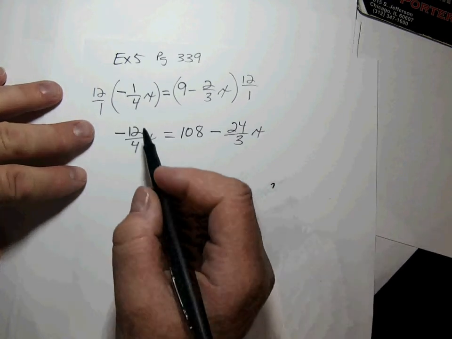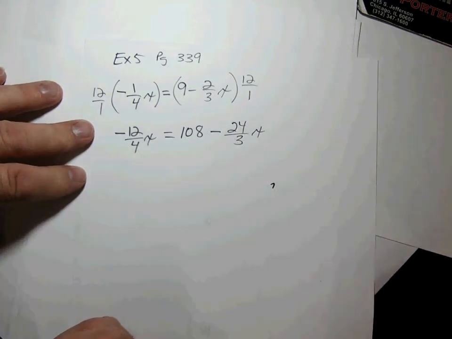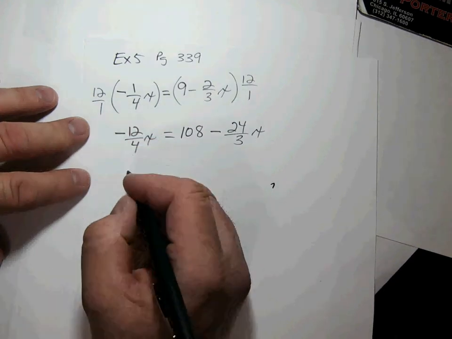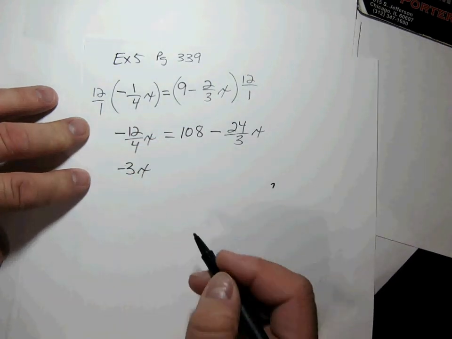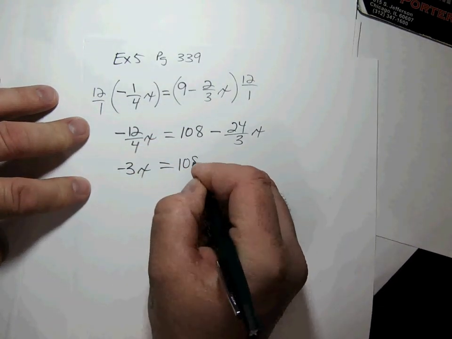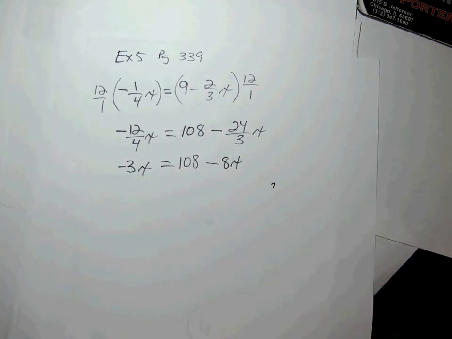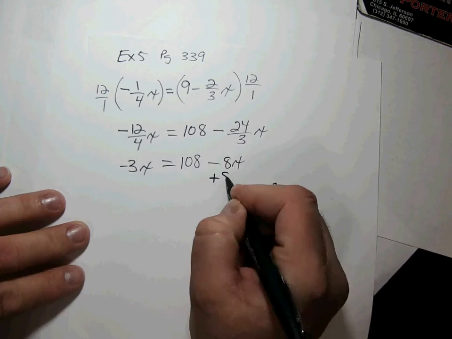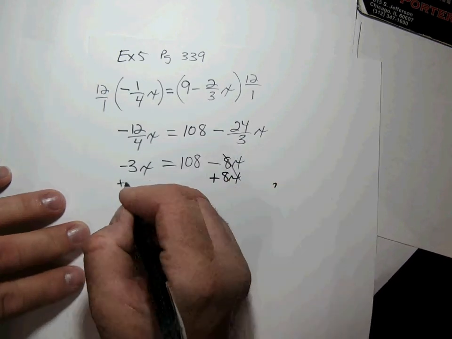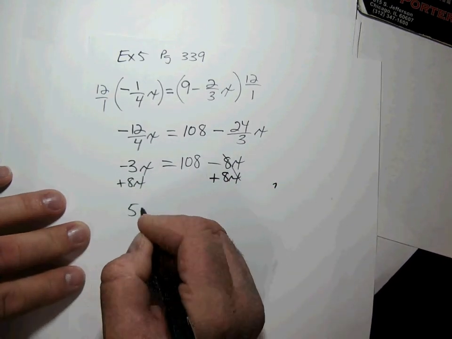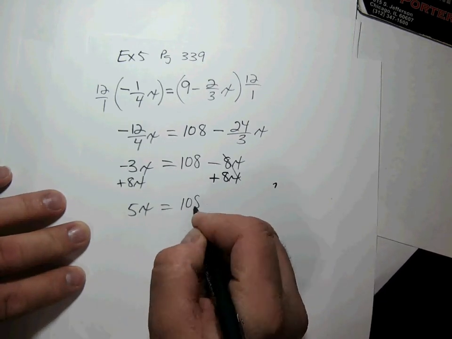Now look, what happens? All the fractions divide away. A negative 12 divided by 4 is just a negative 3x equals 108 minus, that divides away nicely into an 8x. Alright, so now I'm down to a relatively easy equation. I have x's on both sides, but I only have a constant on the right, so I need to put my x's on the left. So I'm going to add 8x to both sides. That's going to give me a 5x equals 108.